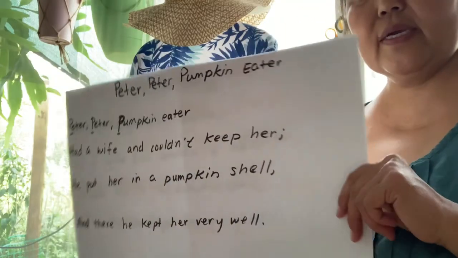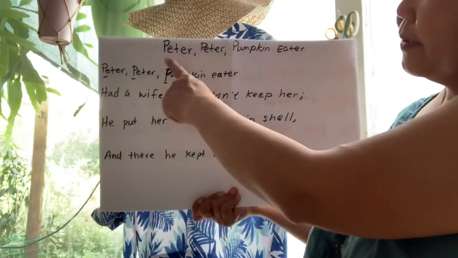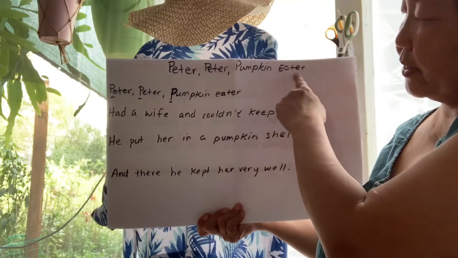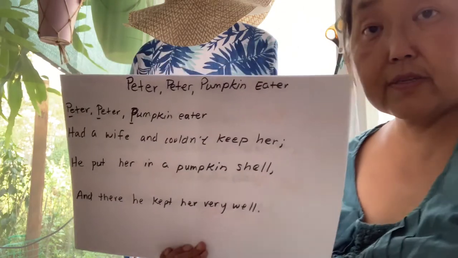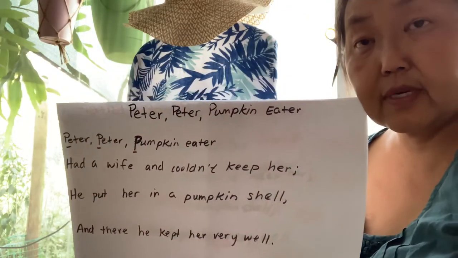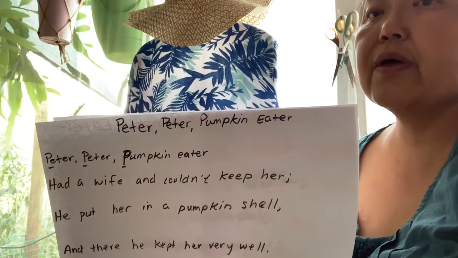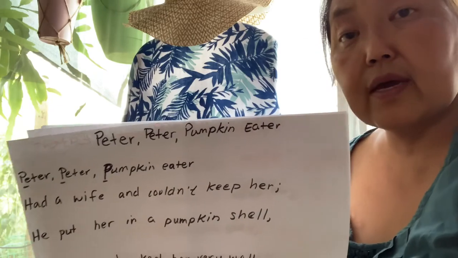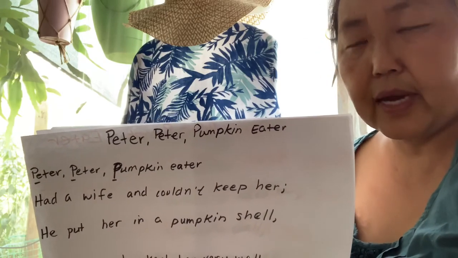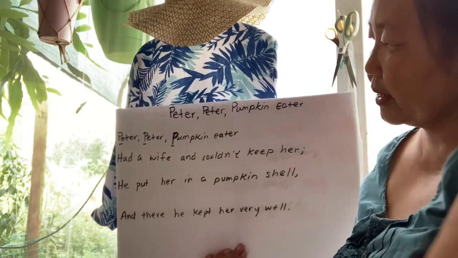Okay, for today's poem, it's called Peter, Peter, Pumpkin Eater. If you have yours ready in your songbook, can you get it out so you can sing with Miss Vane, okay? So we're going to sing it together, and then I'm going to teach you the song, and then we'll sing it together again, okay? So we're going to sing with me now, okay?